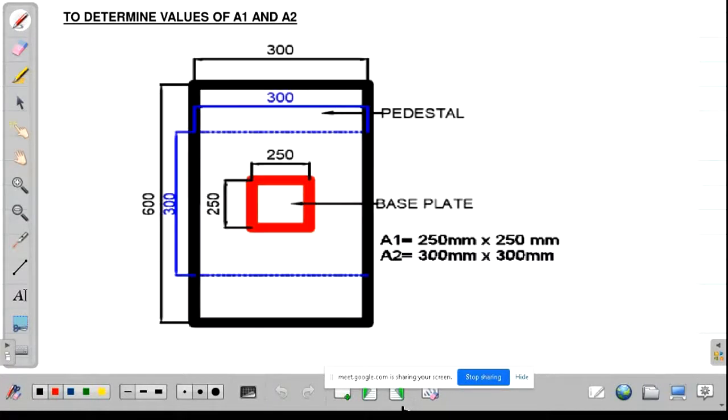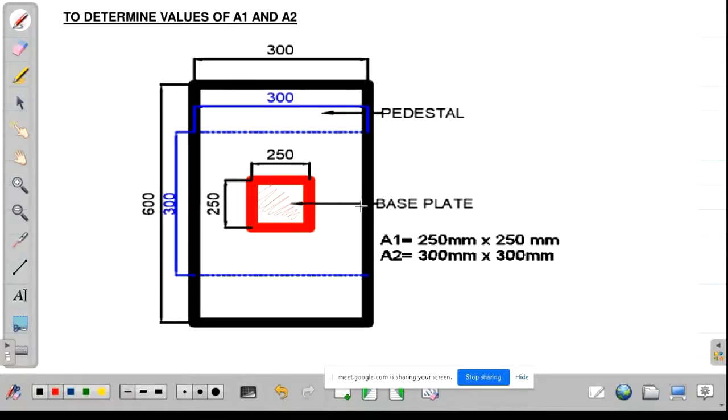So, what if we have rectangular pedestal tapos square naman yung base plate natin? So, area 1, parehas, yung in contact between the base plate and pedestal. Yun yung ating area ng base plate, hindi pedestal. Area ng base plate, ito yun, kasi yan yung in contact with the pedestal. Yan yung ating area 1.